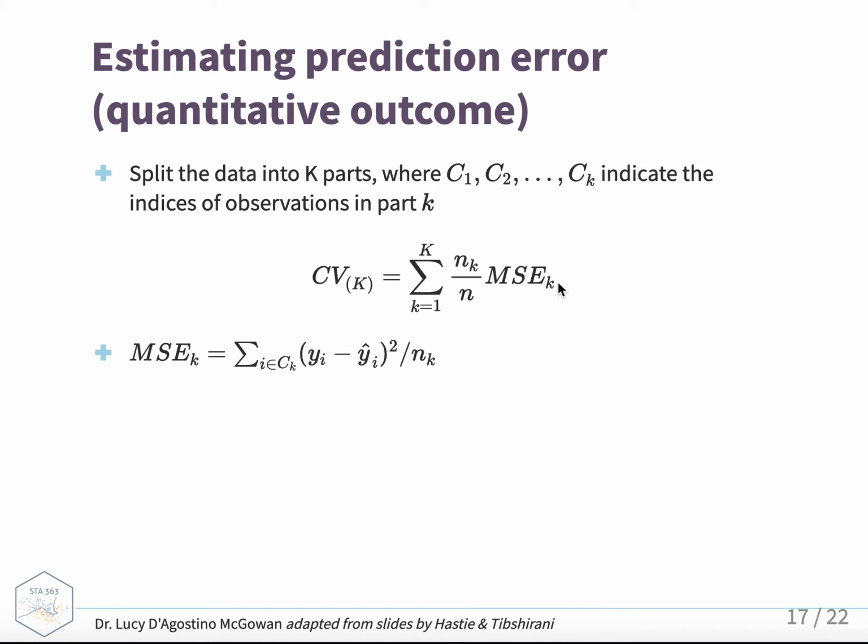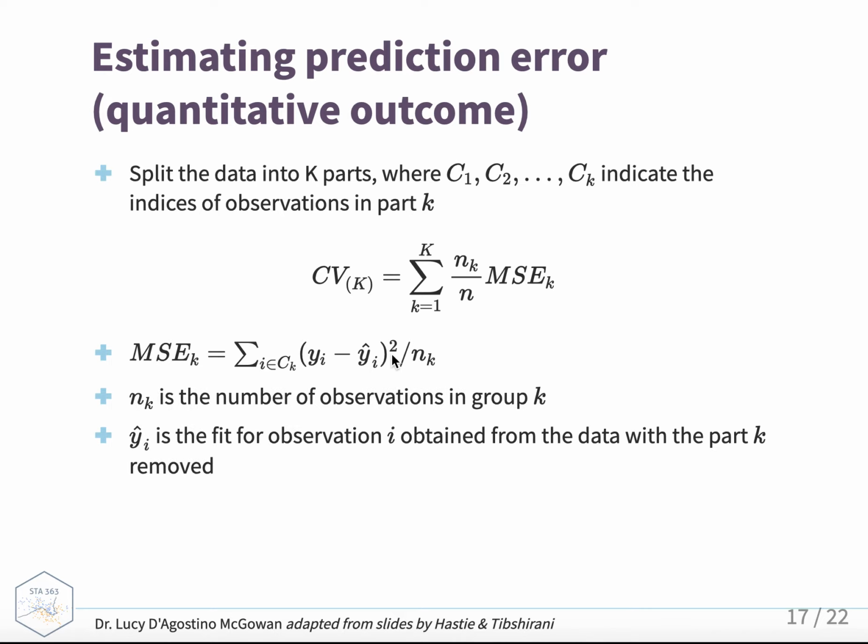And the mean squared error of k is going to be that same estimate that we had given before: y, our observed outcome, minus y hat, our estimated outcome, squared. And n_k is going to be the number of observations in group k, and then of course y hat i is the fit for observation i obtained from the data with the part k removed.